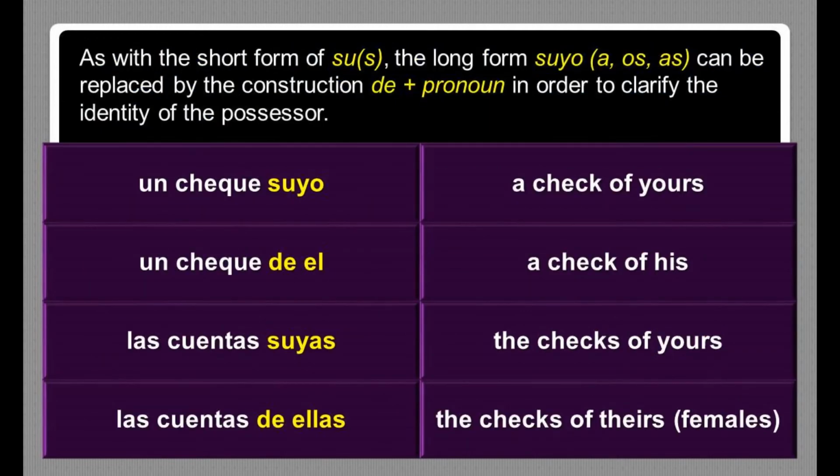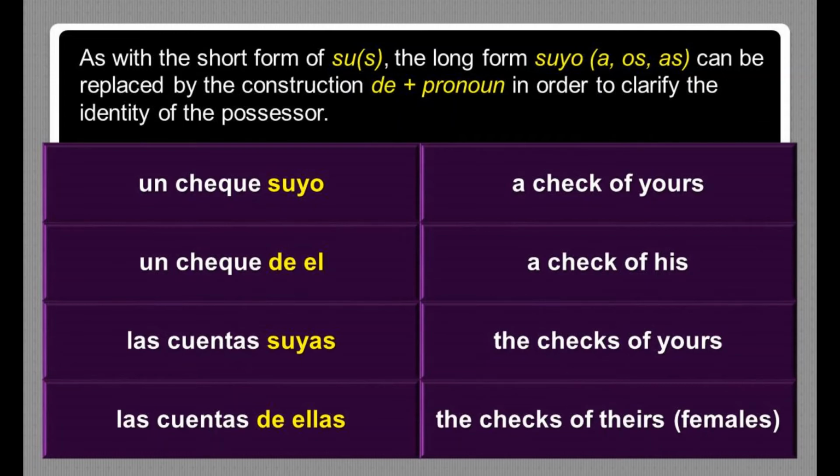As with the short form of su, singular, sus, plural, the long form suyo or suya or suyos, suyas can be replaced by the construction de plus pronoun in order to clarify the identity of the possessor. So, un cheque suyo can mean a check of yours or a check of his or a check of hers. So, to clarify that the check belongs to him, un cheque de él is preferred to clarify that it is a check of his.